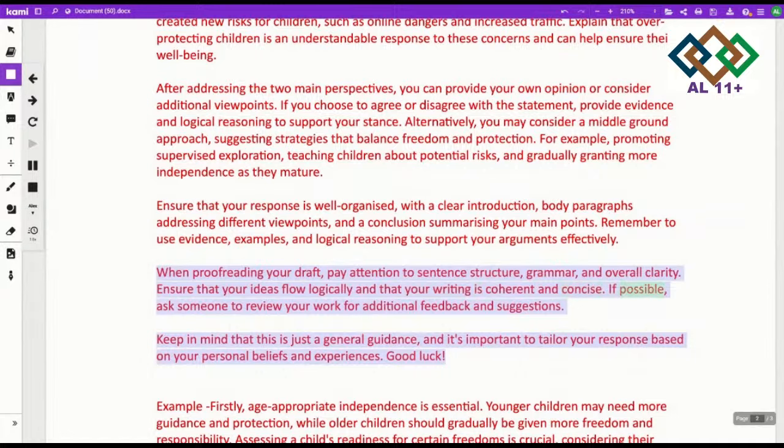If possible, ask someone to review your work for additional feedback and suggestions. Keep in mind that this is just general guidance, and it's important to tailor your response based on your personal beliefs and experiences. Good luck.